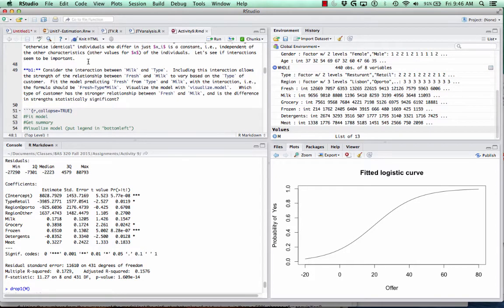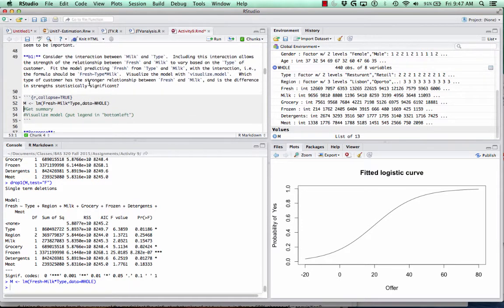So part B1 asks us to consider the interaction between milk and type. So let's just fit a regression model predicting fresh from milk and type and their interaction. I don't have to specify milk plus type plus the interaction by just having the two separated by the product symbol. It automatically knows that, hey, you want both of those predictors along with the interaction. So I can fit that model. And what we want to do is visualize that model and then look at a summary. So we'll get a summary and we will visualize that model, putting the legend in the bottom left.